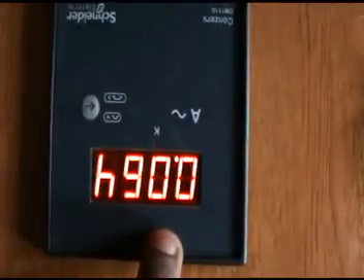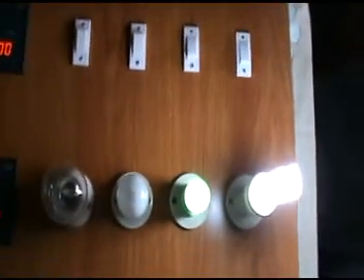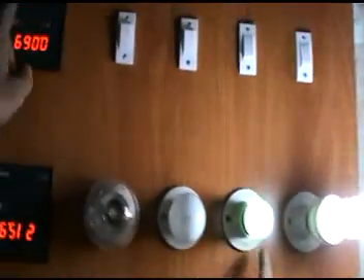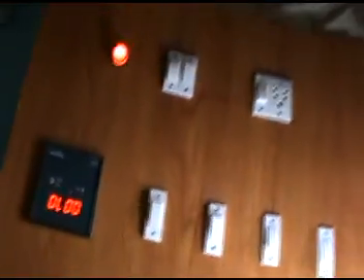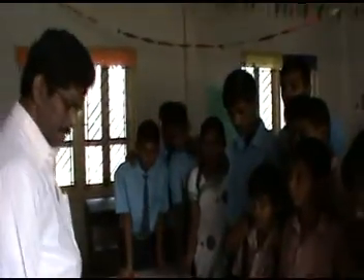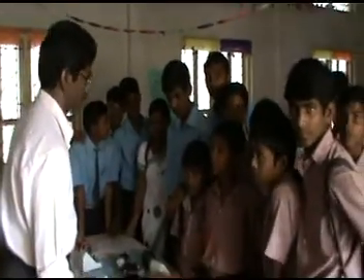The next, CFL lamp. What is the current used by the CFL lamp? 0.062 amperage. Okay. Compared with the LED, the amperage is higher. That means the current used by the LED bulb is 0.005 amperage. Okay. It shows it is better to use LED at our home.